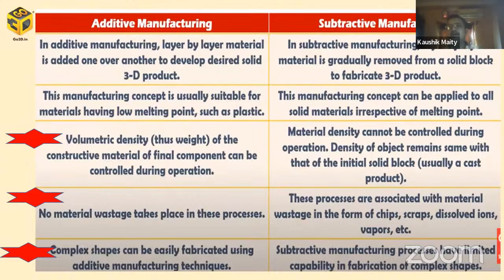So I repeat two points. One, the advantage of additive manufacturing is that it is adding layer by layer, so there is no question of wasting material. Subtractive manufacturing, CNC manufacturing, has the disadvantage that a lot of material is wasted.